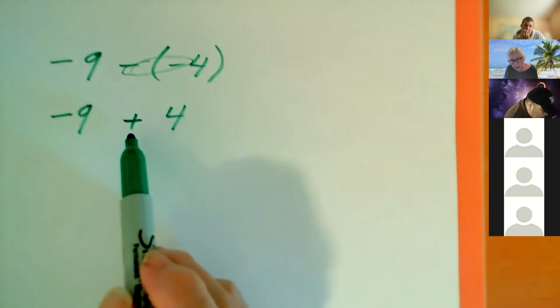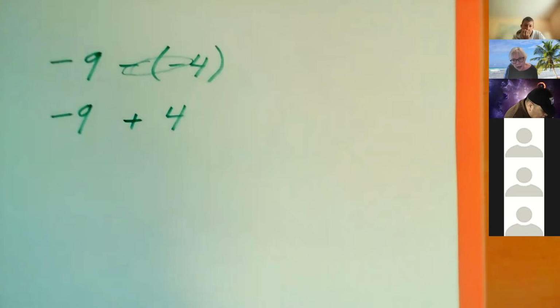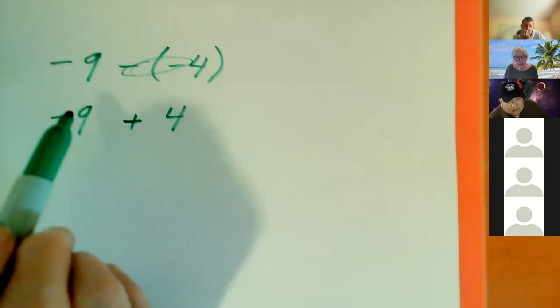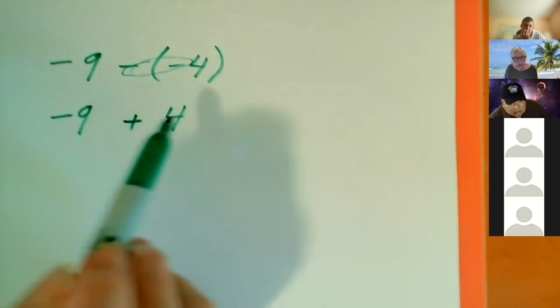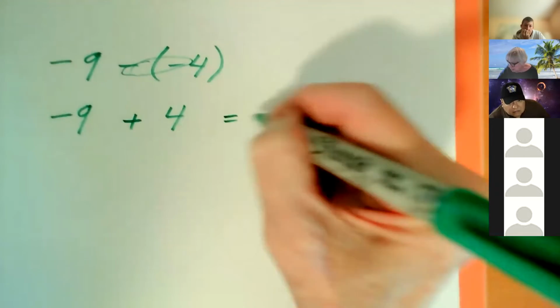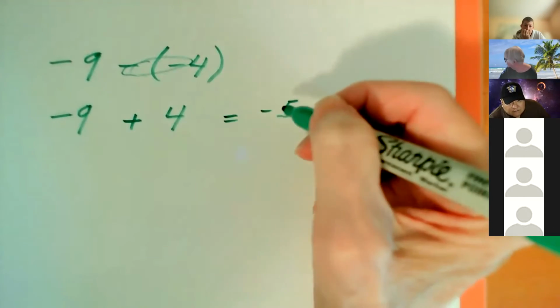Now it's addition, and addition, I think, makes sense. Got it. One positive and one negative, you end up subtracting. Negative, and so it's negative and it's 5.